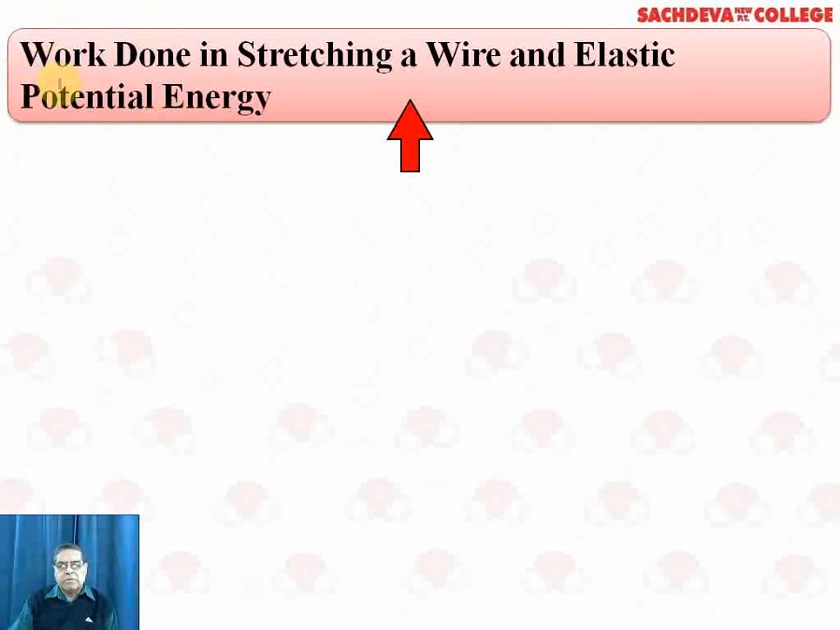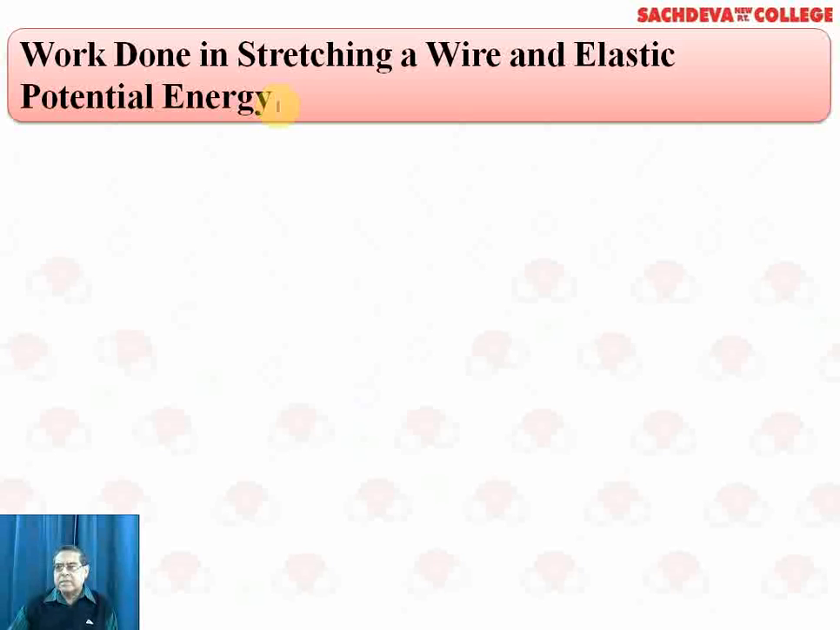Now we will come towards the work done in stretching a wire and elastic potential energy. First of all, work done has the same definition as we discussed in work, power and energy. Work done is basically the product of force and displacement. Here we are taking a wire that is to be stretched. To stretch that wire, we have to suspend some load on it. The load will make the wire stretch, and when we remove that load, the wire will come back to its original position. These facts we have to discuss.